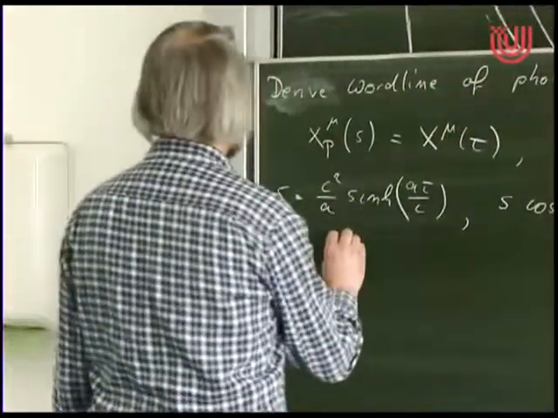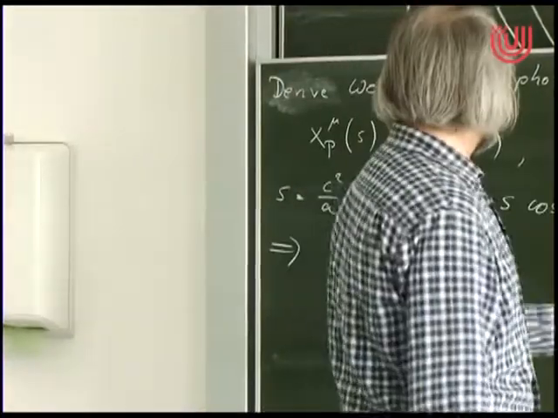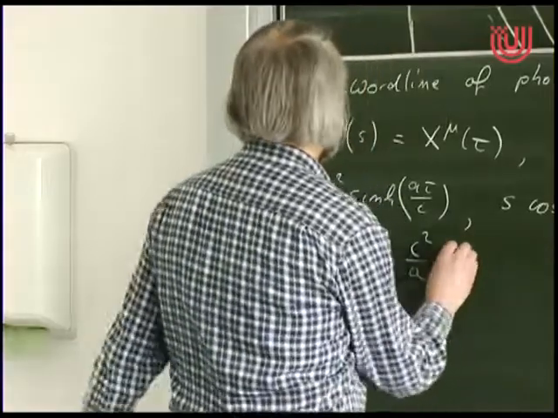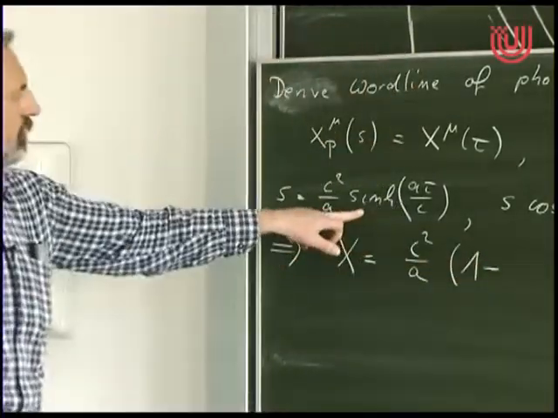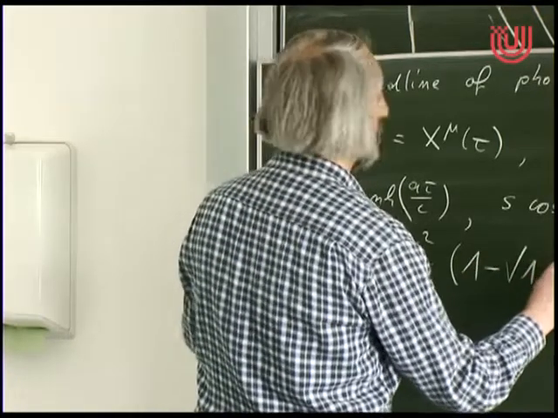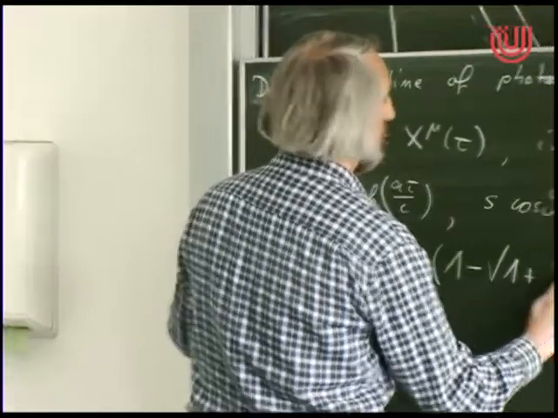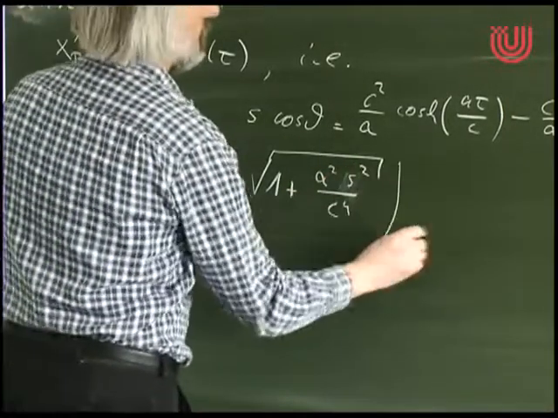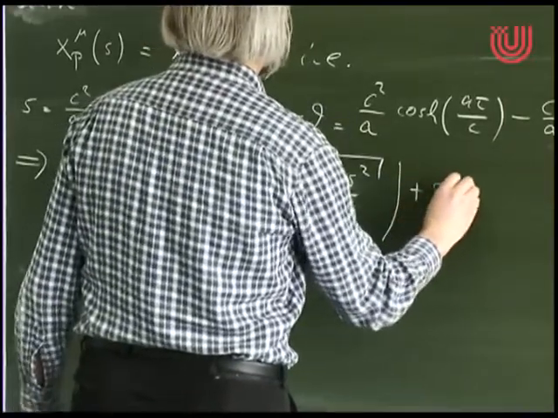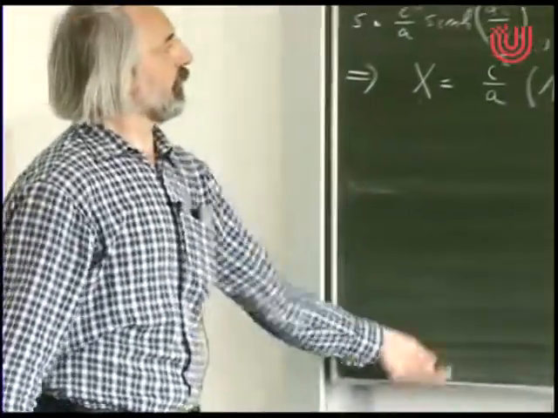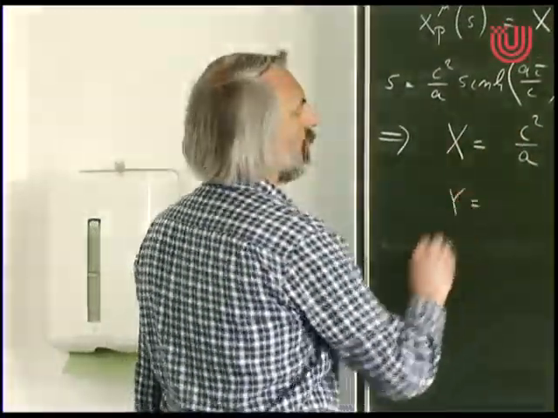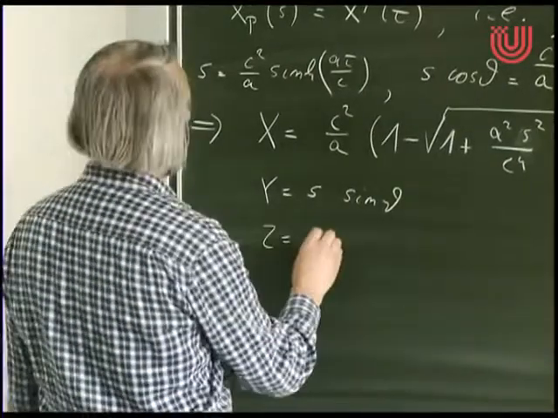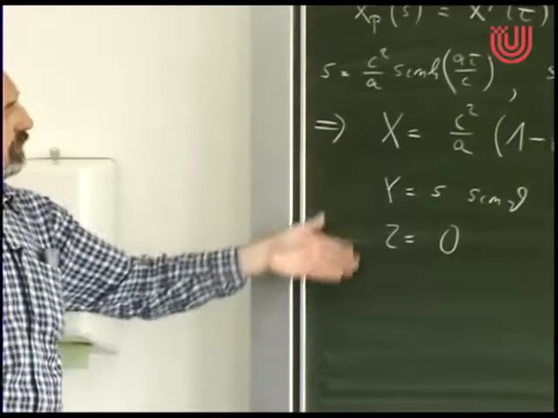So if I solve this for X, I get what? So X is on this side. Then, if I take this to the other side, c²/a, and this comes with 1 minus cosh. And cosh is the square root of 1 plus sinh squared. So it's the square root of 1 plus a²s²/c⁴. So that's these two terms, and then I have plus s cos θ. So that's X as a function of s. And the other two are easy. Y is s times sin θ, and Z is 0. Okay, that's the world line of the photon in the XYZ system.